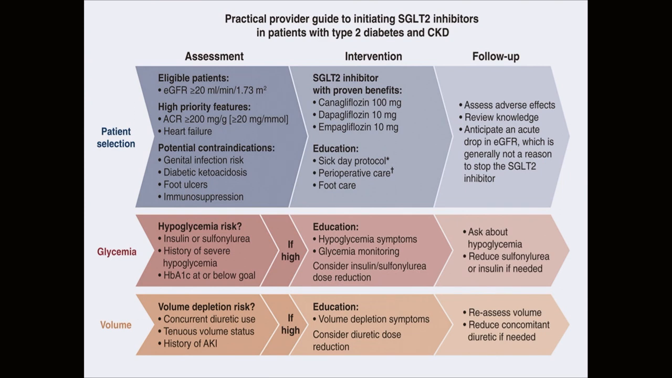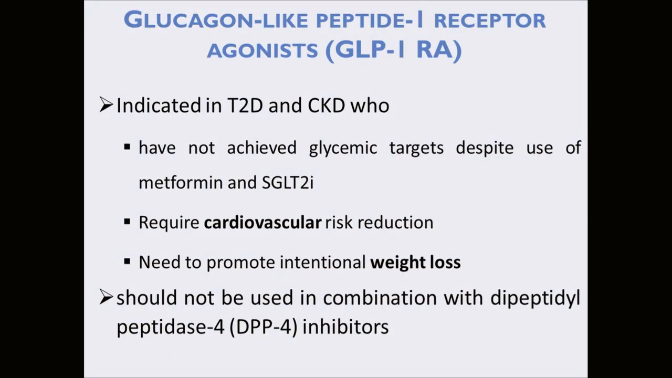Before starting SGLT2 inhibitor, two things should be kept in mind, that is the volume status of the patient, and the patient may develop hypoglycemia if SGLT2 inhibitor is started along with insulin or sulfonylureas. Now, regarding GLP-1 receptor agonist, it is the second line choice of medication. The importance of this drug is cardiovascular risk reduction, and it is also the drug of choice in patients who are overweight and obese.